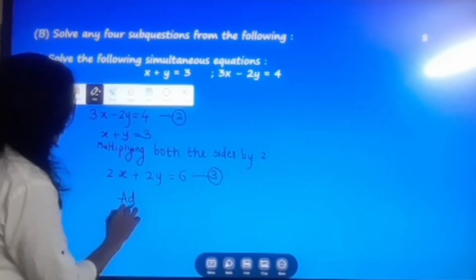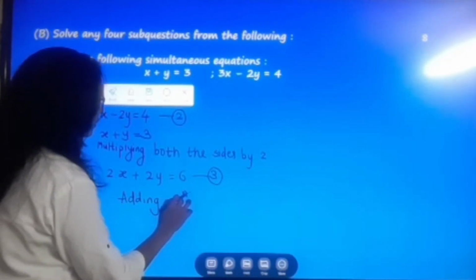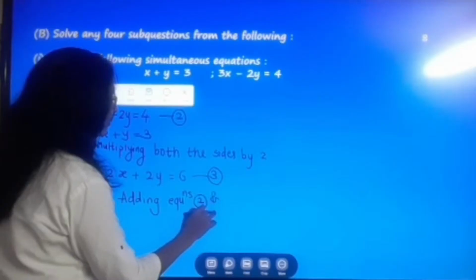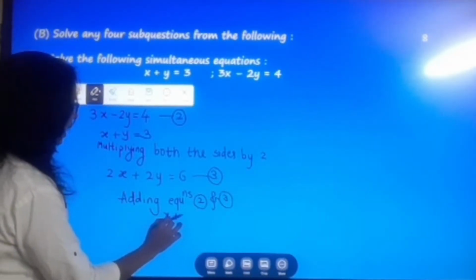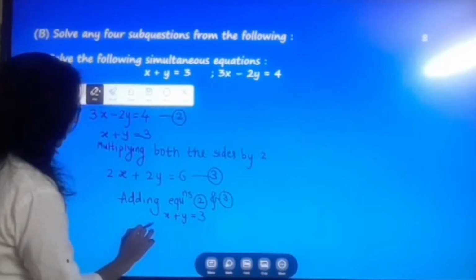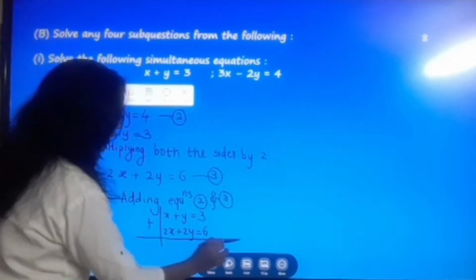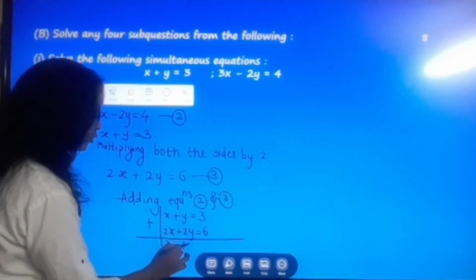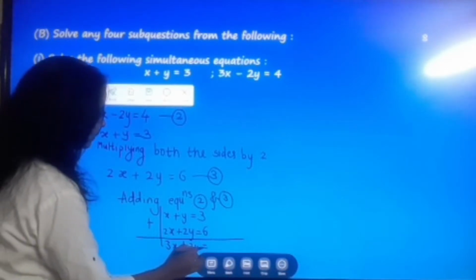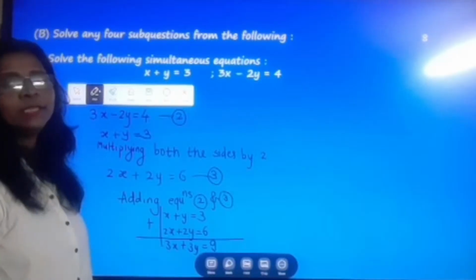The next step will be adding equations 2 and 3. So here, students, x plus y is equal to 3, plus 2x plus 2y is equal to 6. So x plus 2x, that is 3x, y plus 2y, that is 3y, and 3 plus 6, that is equal to 9.